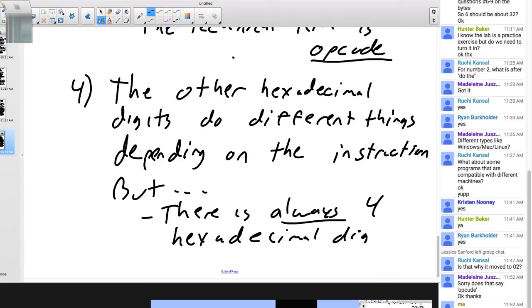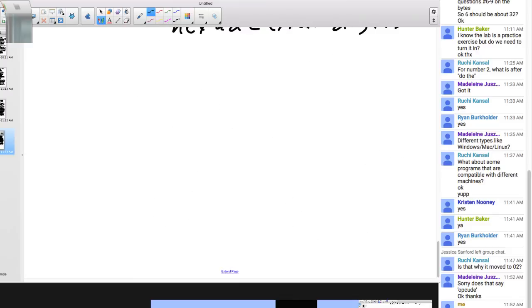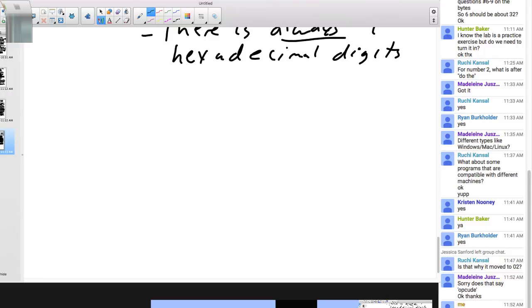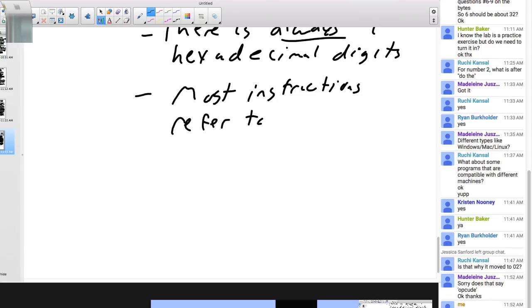So if you find yourself trying to write 3 or 5 or something, you're doing it wrong. And most instructions refer to at least 1 register by its number.